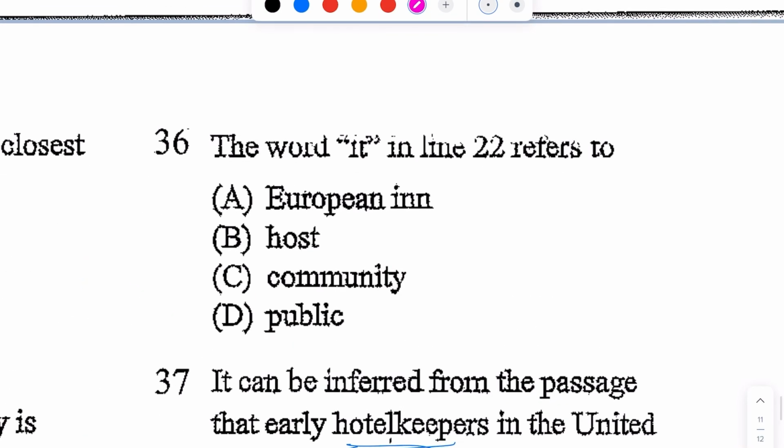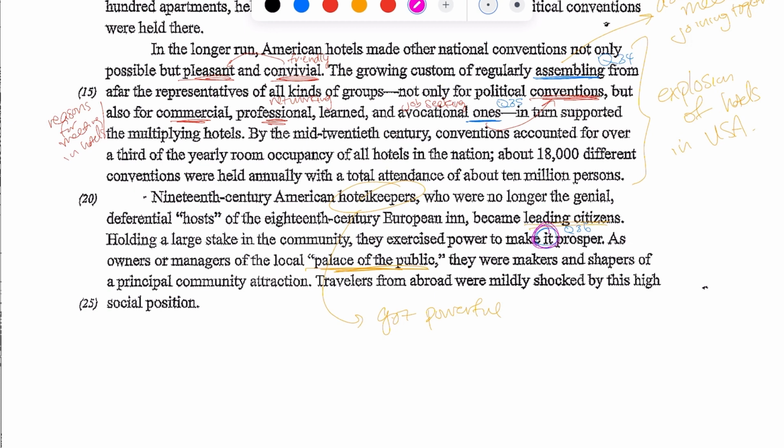Next, for number 36, the word it in line 22 refers to. So we're going to have another pronoun in line 22 here. So read the sentence. Holding a large stake in the community, they, which is the hotel keepers, exercise power to make it prosper. So it refers to a thing, and the thing would be referring to this community. It has to refer to something either in the same sentence before it, or in the previous sentence. The first thing that we see that's a noun is community. So it refers to the community.